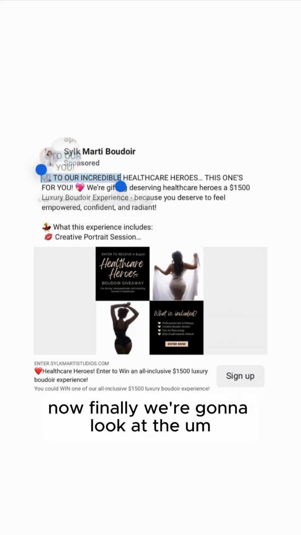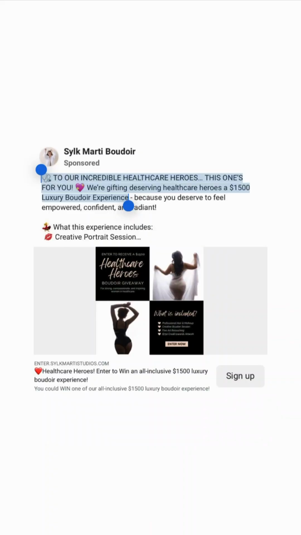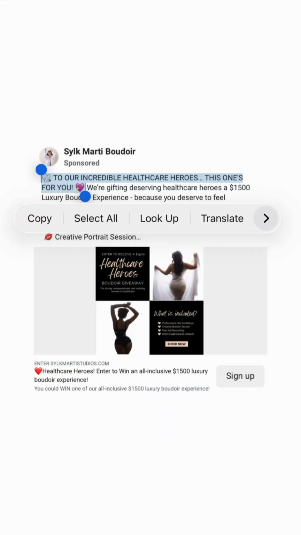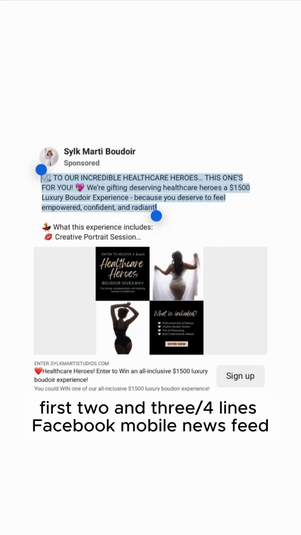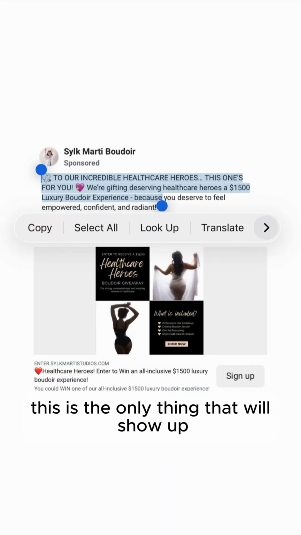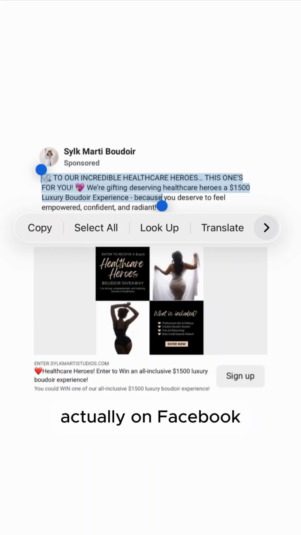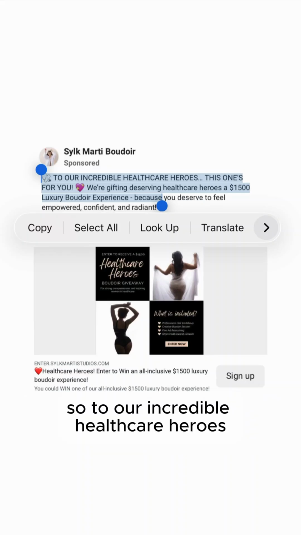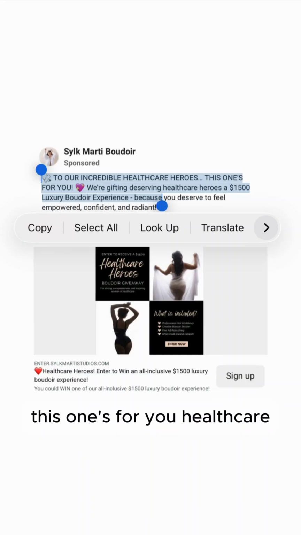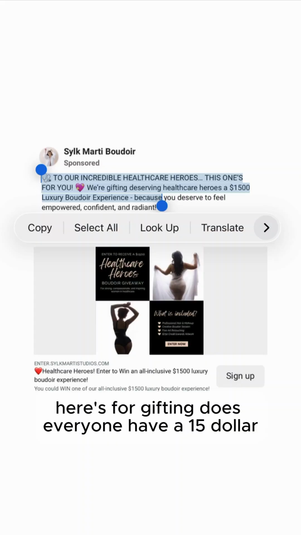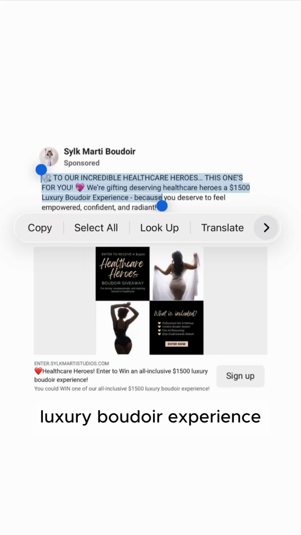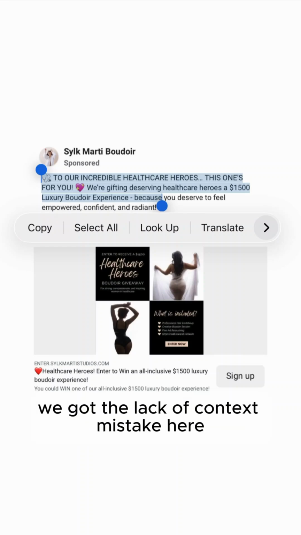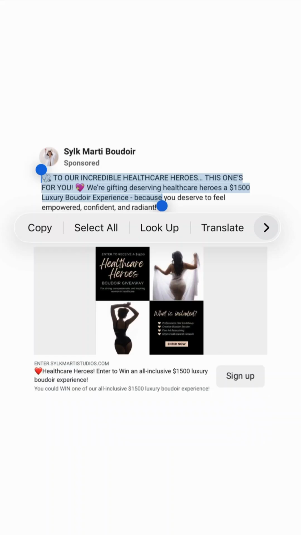Now, finally, we're going to look up here. See more headline, first 2 3/4 lines, Facebook mobile news feed. This is the only thing that will show up actually on Facebook. So to our incredible healthcare heroes, this one's for you. Healthcare heroes for gifting. Does everyone have a $1,500 luxury boudoir experience? All right, so yeah, we got the lack of context mistake here.